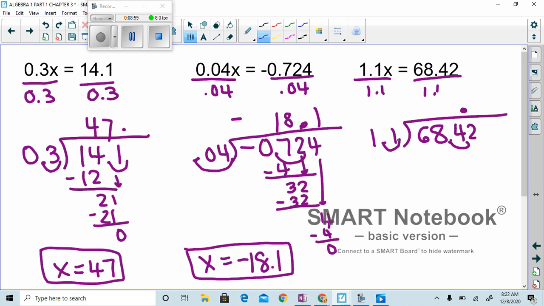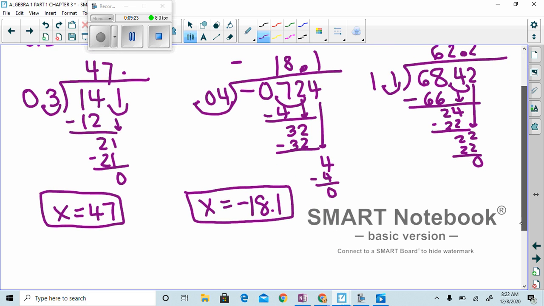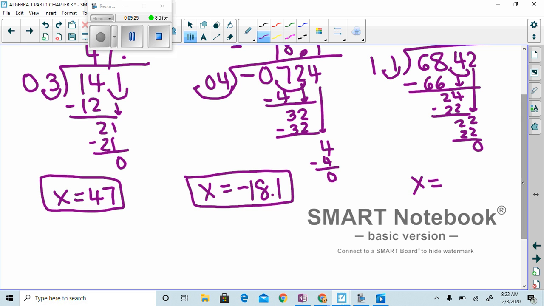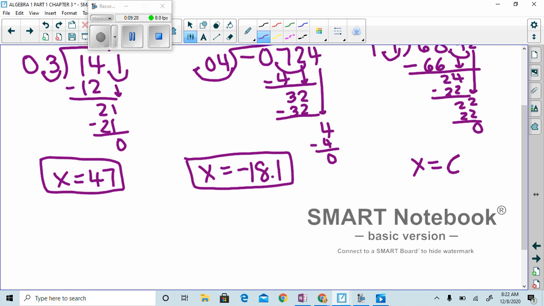Now it's time to divide this number by 11. Well, it'll go 6 times into 68, and we'll subtract and bring down our next digit. 11 times 2 is 22, and we'll subtract and bring down. And one last time, we'll get a 2, remainder 0, and we'll see that x is equal to 62 and 2/10.